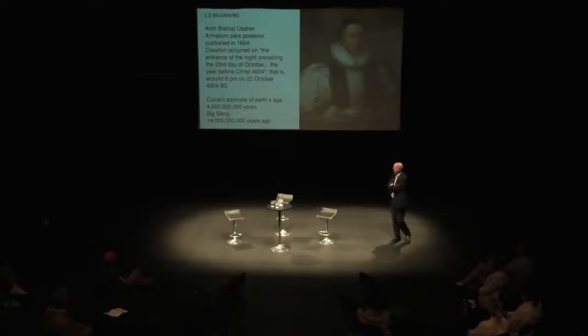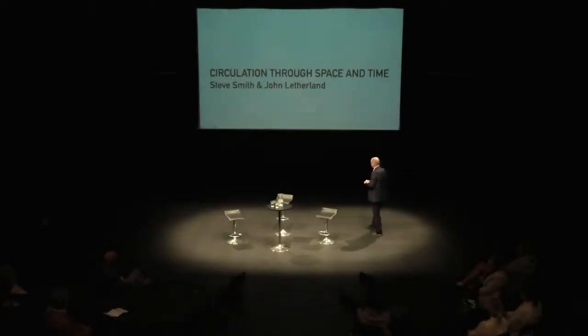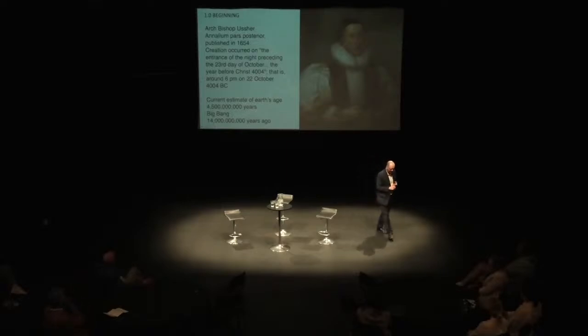In the middle of the 17th century, Archbishop Usher published a famous book, Annalium Pars Posterior, published in 1654. And he charged himself with the idea of saying, well, when did creation take place? And he consulted the only authority he had, which of course was the Bible, and he totted up all the dates of all the things he could find in the Bible, and when was the Great Flood and what have you, and he concluded that creation took place at the entrance of the night preceding the 23rd day of October, in the year before Christ, 4004, which is pleasingly precise. It was probably a Tuesday. In other words, it was about 6 o'clock on the day before. That's when God said, "Let there be light."